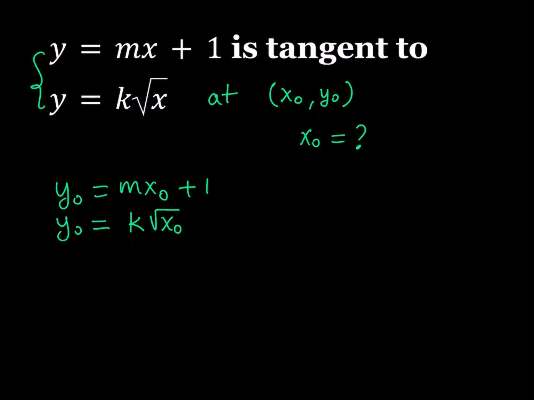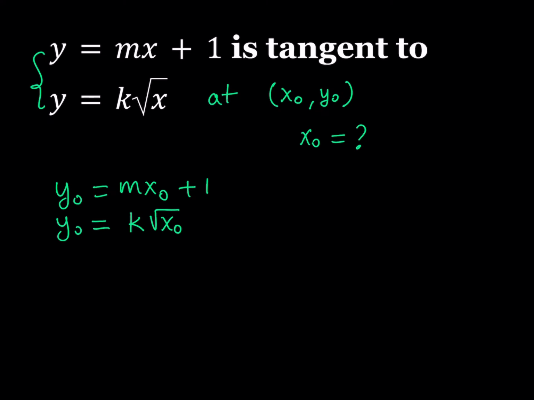Now, from here, we can set the y0 values equal to each other and find an equation for x0, which is what we're trying to find. But m and k are like parameters here. They're variables. We don't know their values. And obviously, we're going to be finding the x0 value in terms of m and k. So let's go ahead and leave it at this for now, and let's look at this from another perspective. We don't have enough information to solve this problem.